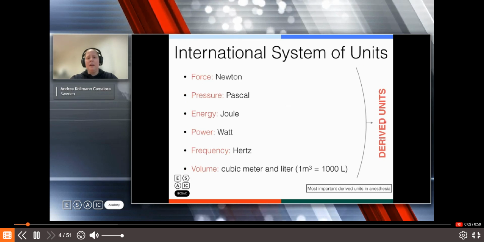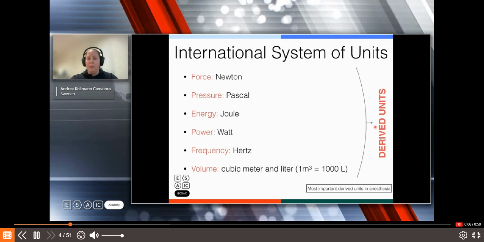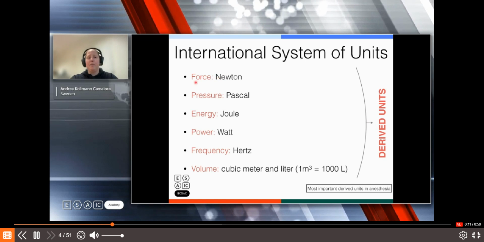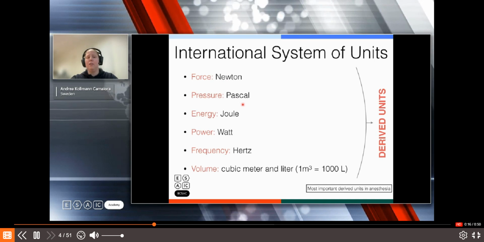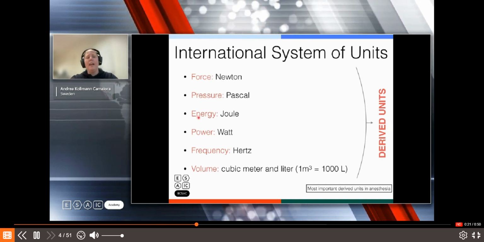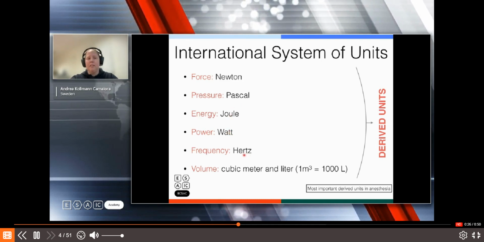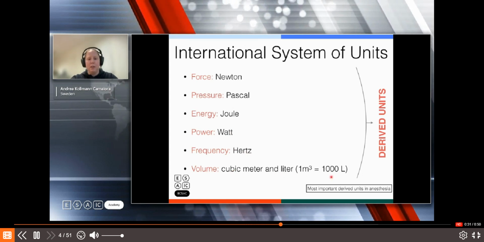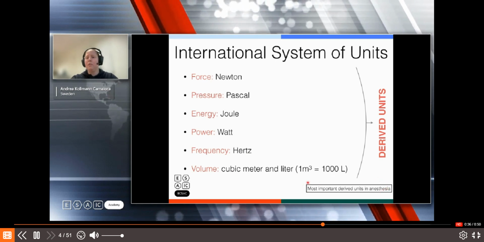Then, in the derived units, there are many, but the ones that are most useful to our knowledge are force, usually measured in newtons, pressure, usually measured in pascals, that we'll see in a moment is not only the Pascal, energy measured in joules, power in watts, frequency in hertz, and volume is the cubic meter and liter. And this is important for the gas laws. These are the most important derived units in the field of anesthesia. But of course, there are many more.